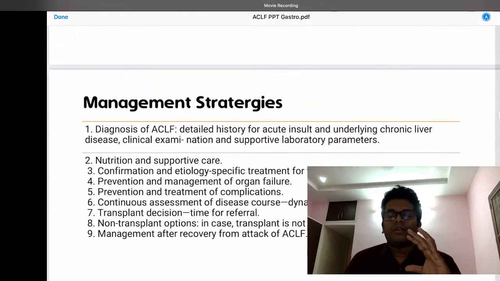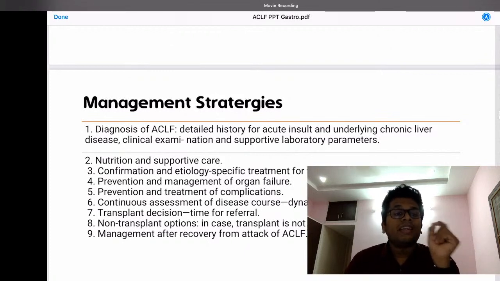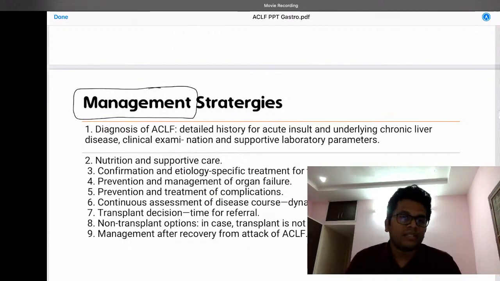So far I have tried to help you identify what ACLF is, and how it is different from ALF and ESLD. First we should be clear with defining ACLF and picking up the patient. So first, in a management strategy, we should be able to pick up these particular patients, and then comes how you manage the patient, which I'll be coming to in due course.